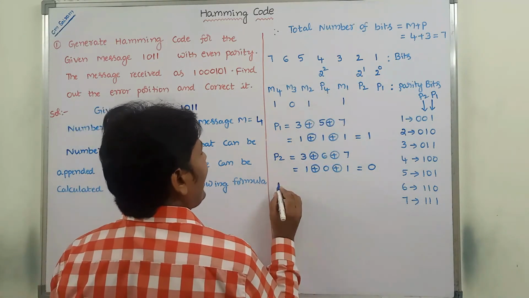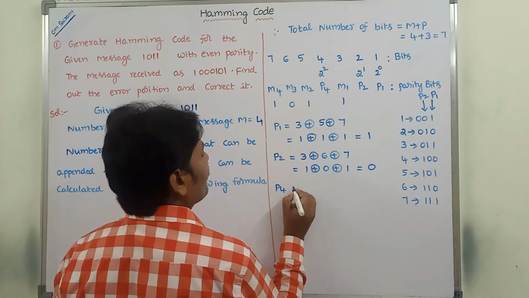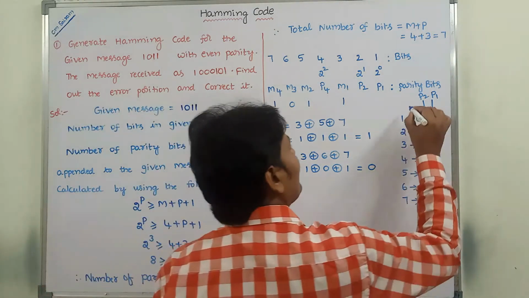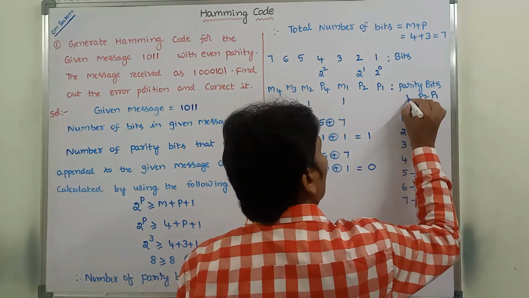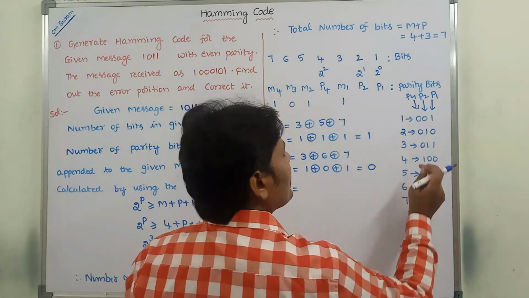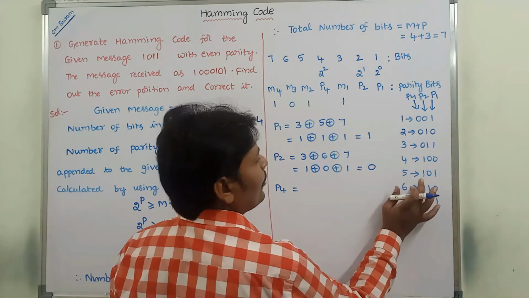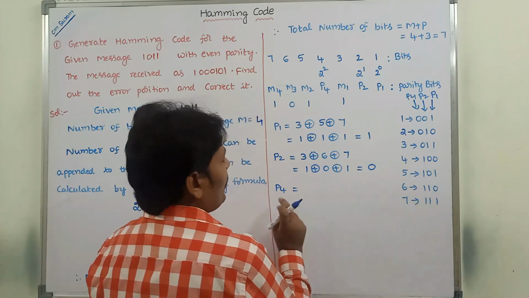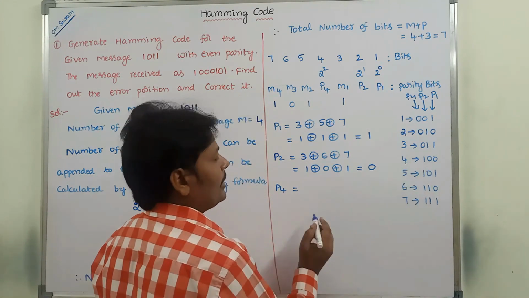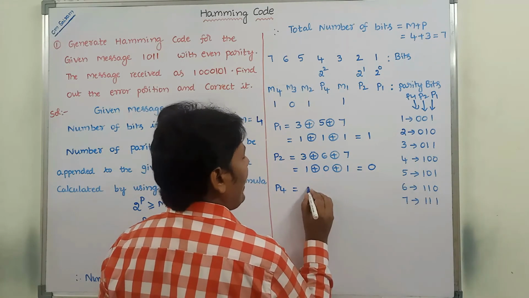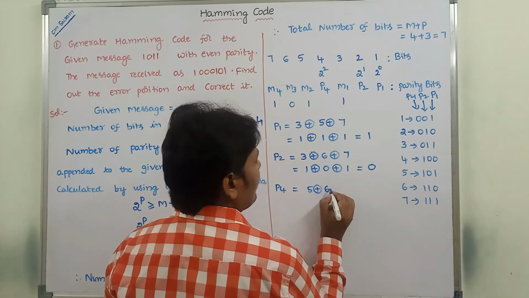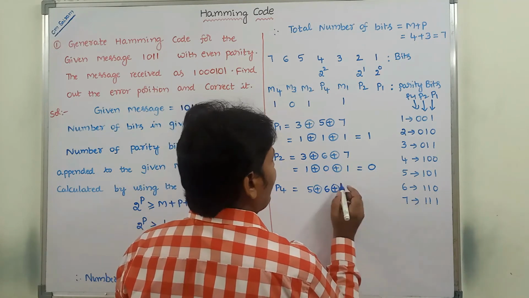Next we have to calculate the parity bit value P4. For calculating the P4 parity bit value, we have to consider the last column. In the last column, where are the ones present? 1 is present at 4, 5, 6, 7. We are calculating P4, therefore this one is not considered. Next one is at 5, 1 is at 6, 1 is at 7.